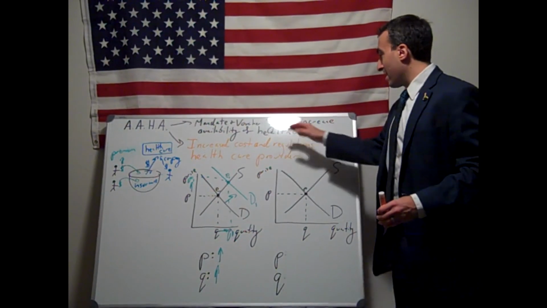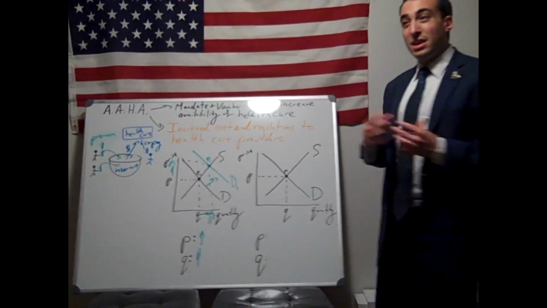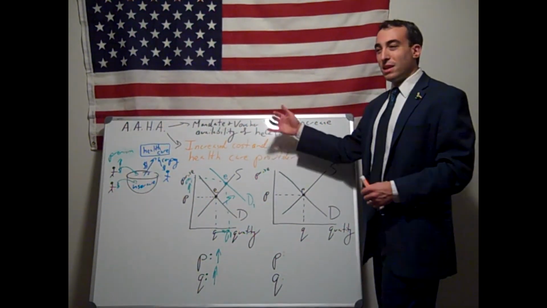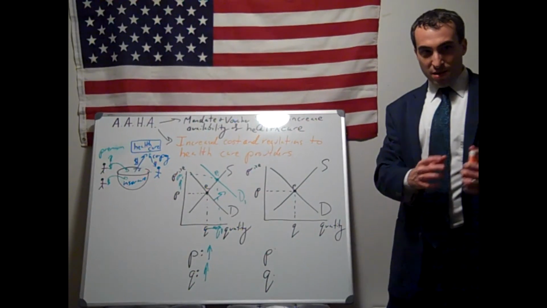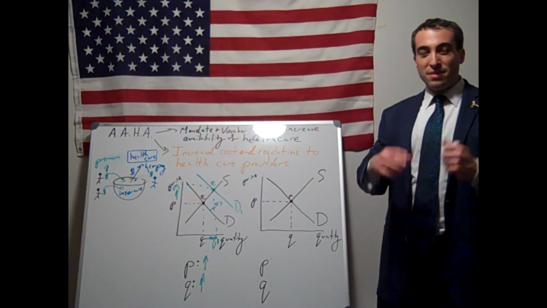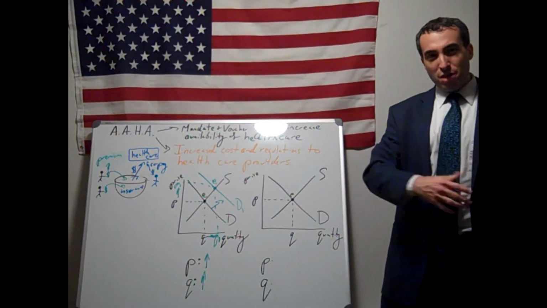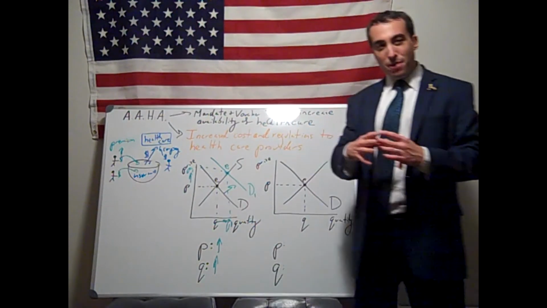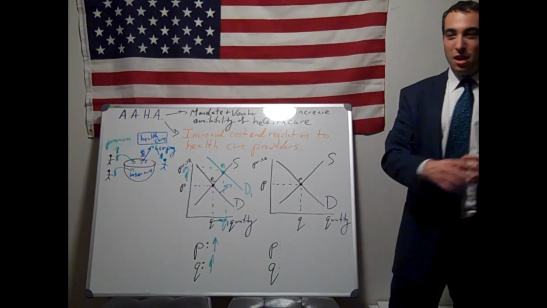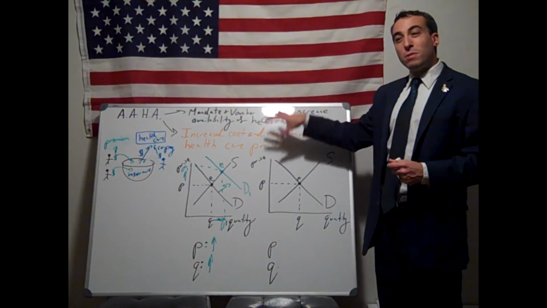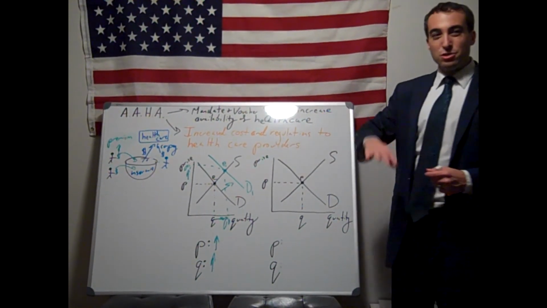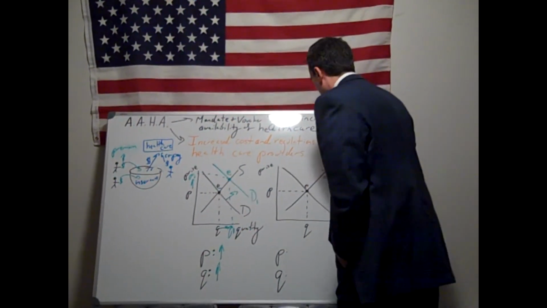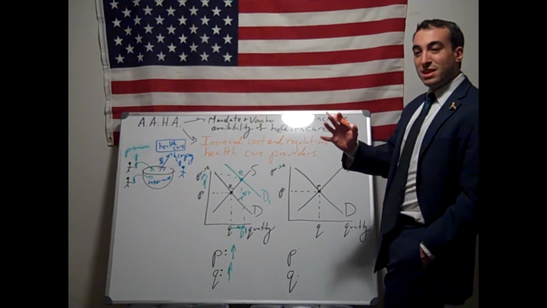An increased cost and regulations to healthcare providers. Keyword here, providers, firms, businesses. The increased cost and regulations to the providers of healthcare are now going to decrease the amount of actual healthcare available. So interestingly, people will now have more access to health insurance. However, the actual healthcare providers, it is now more difficult in their ability and willingness to provide healthcare into the market. So let's see what happens. This is going to decrease the ability and willingness to supply healthcare.